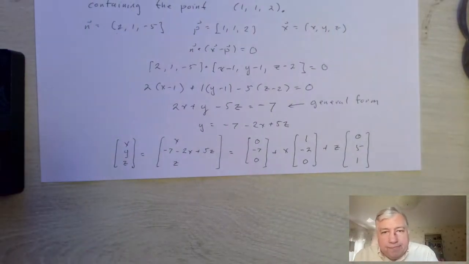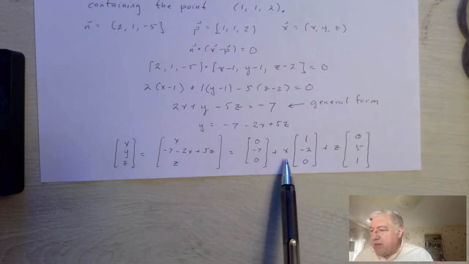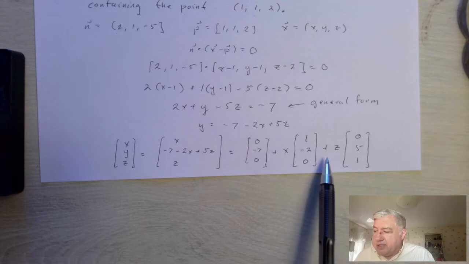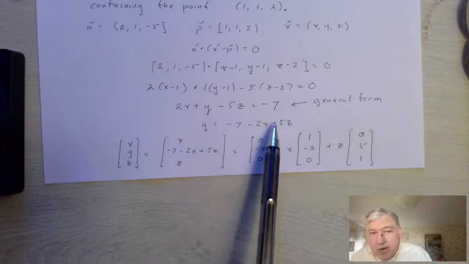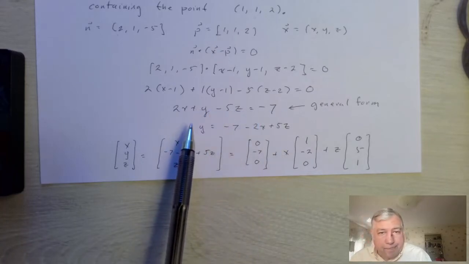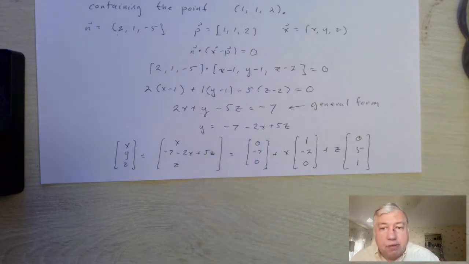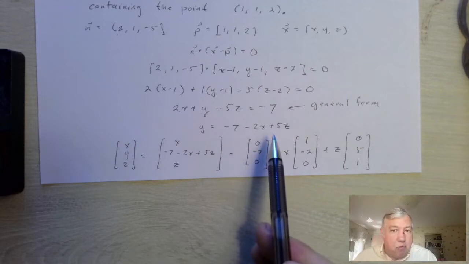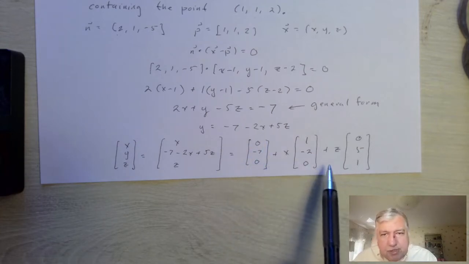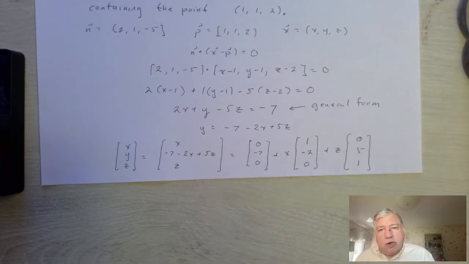Now, we can see that, and we're not really putting any restrictions on x and z, right? Because this equation right here is basically equivalent to this equation, right? So as long as y satisfies this equation, that's all we need. And x and z can be basically anything we want. So that means any linear combination of these two vectors plus the vector 0, negative 7, 0 will give us a point in the plane.